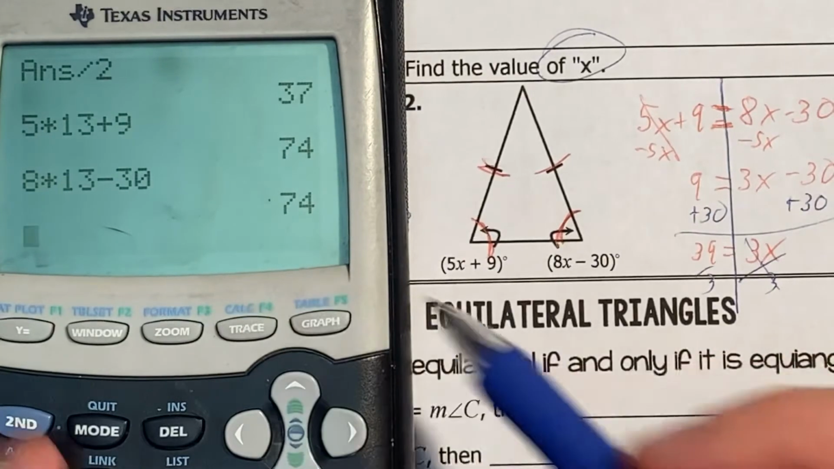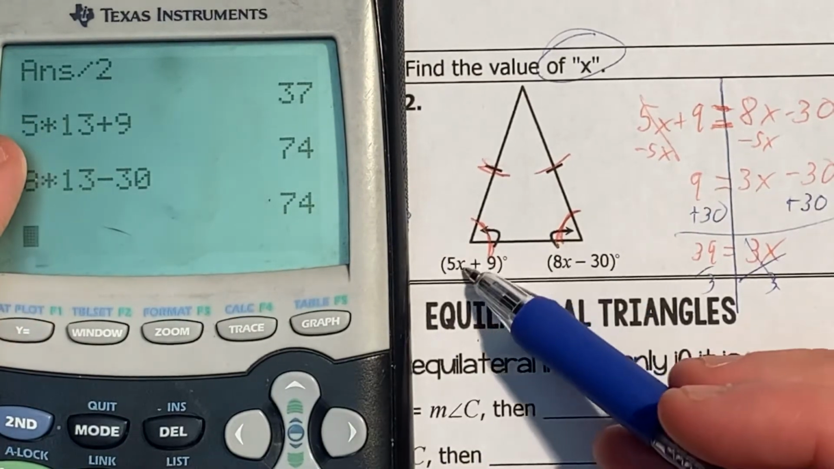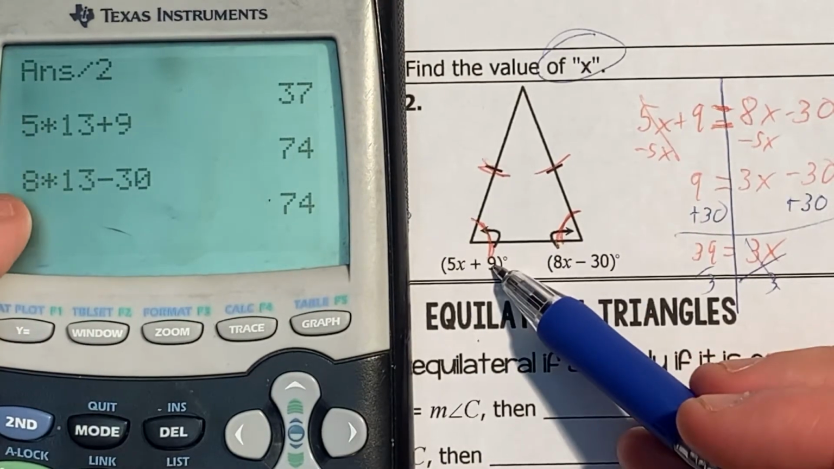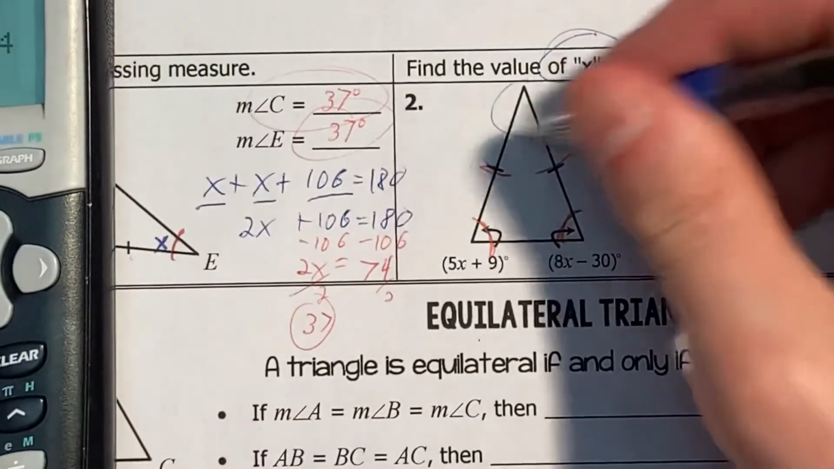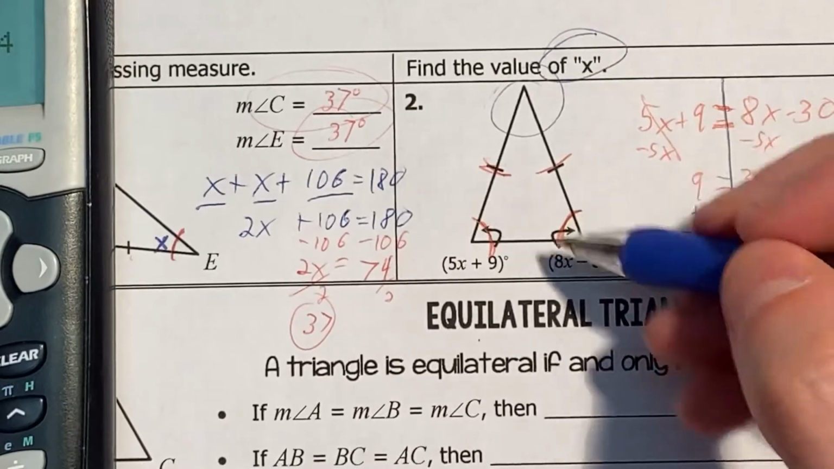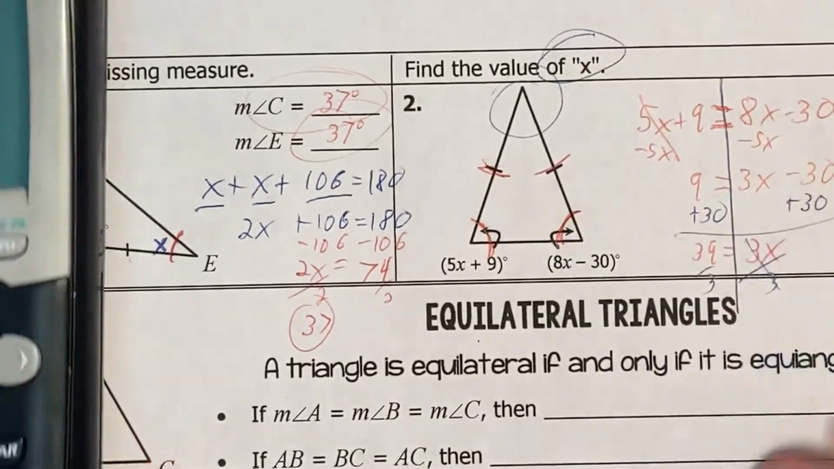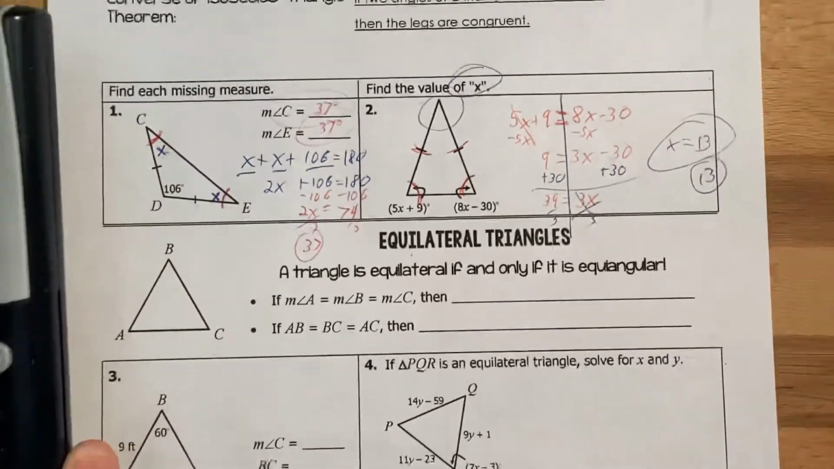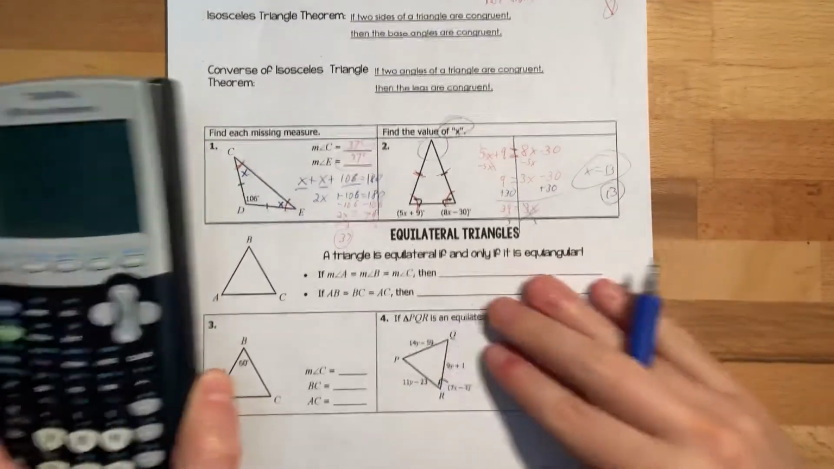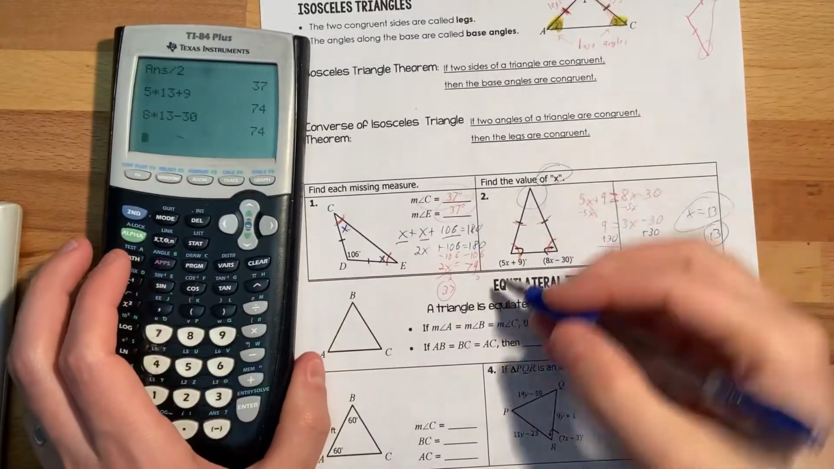So if you just plug it in, 13 for x, right? 5 times 13 plus 9, 8 times 13 minus 30. You get the same thing. And if it asks for that angle, then you would just do the 180 trick to solve for it. But that's the kind of thing that happens on SATs, not in Virginia SOLs. SATs, you might have to find that angle.